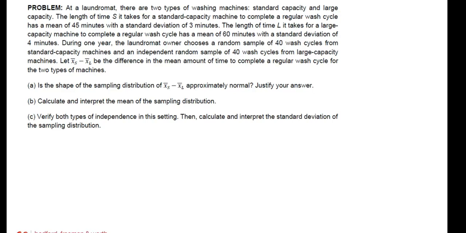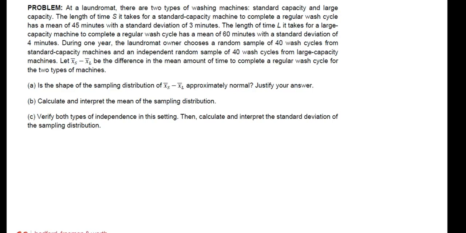At a laundromat, there are two types of washing machines, standard capacity and large capacity. The length of time S it takes for a standard capacity machine to complete a regular wash cycle is a mean of 45 minutes, standard deviation of 3. Length of time L for a large capacity machine to complete a regular wash cycle is a mean of 60, standard deviation of 4. It doesn't say they're both normal. I haven't seen that yet.